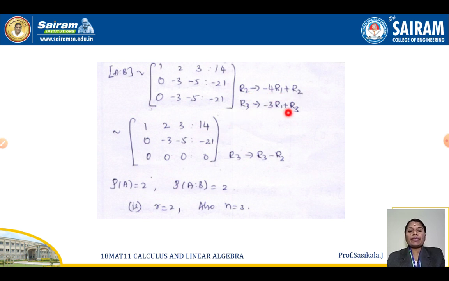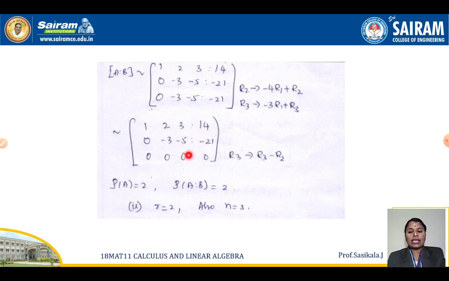Again R3 implies R3 minus 3R1. You can get it 0, minus 3, minus 5, minus 21. And 0, minus 3, minus 5, minus 21. So looking at that, you can easily check that both have the same. So the second row and third row, you can just subtract it. The entire row will go 0.